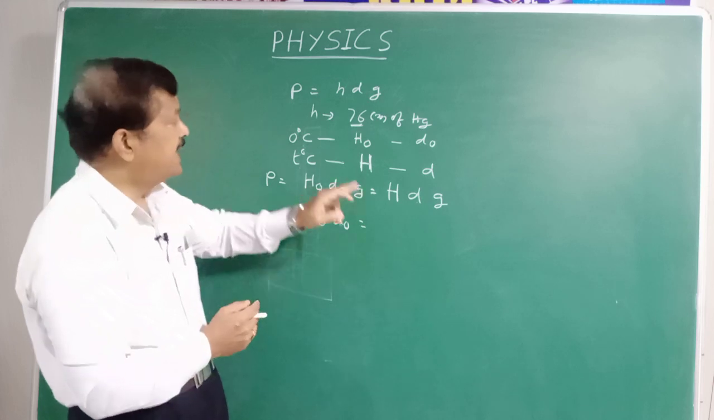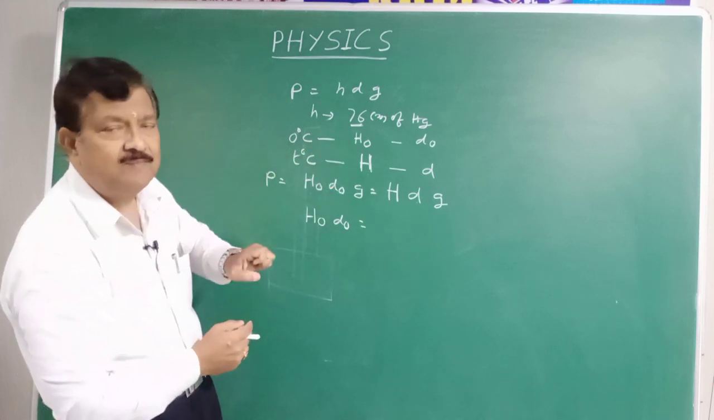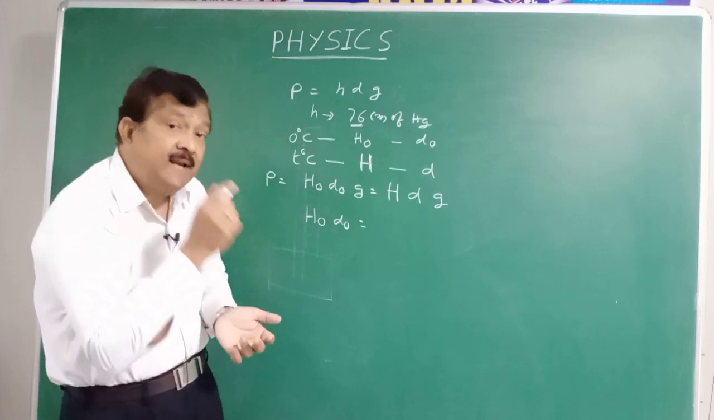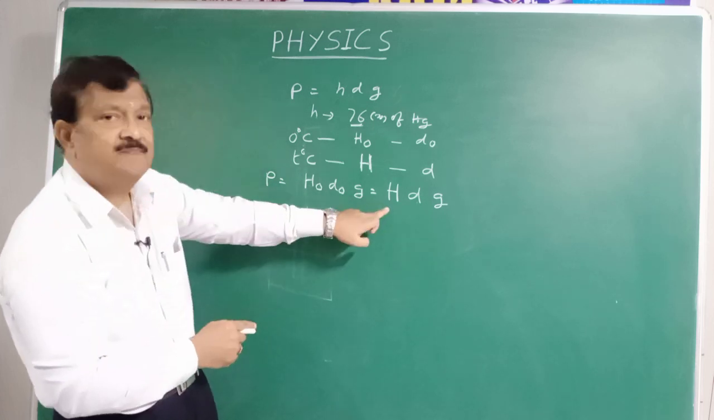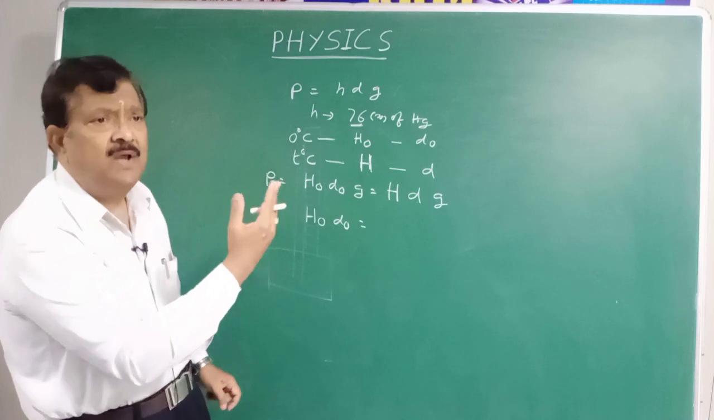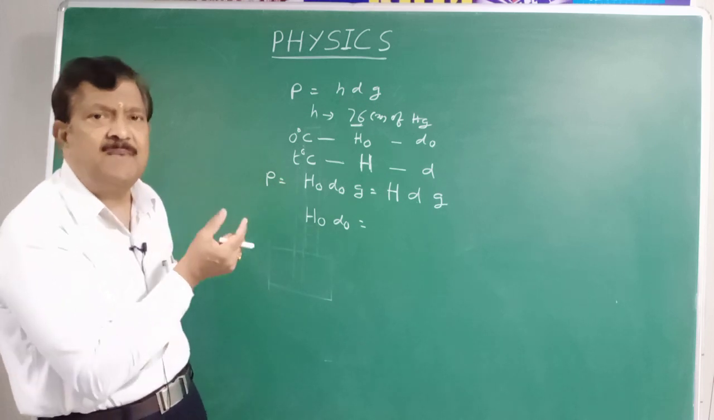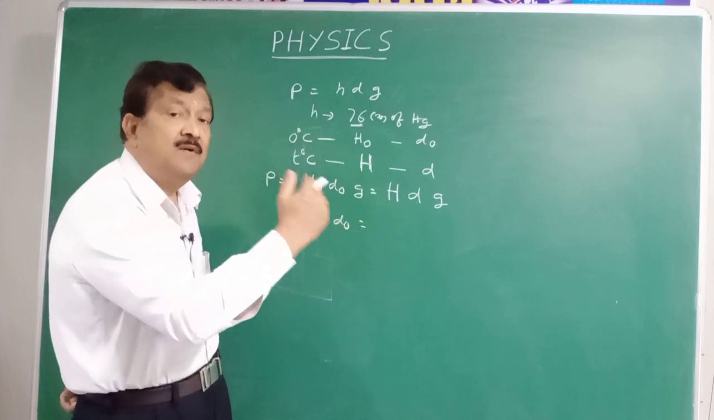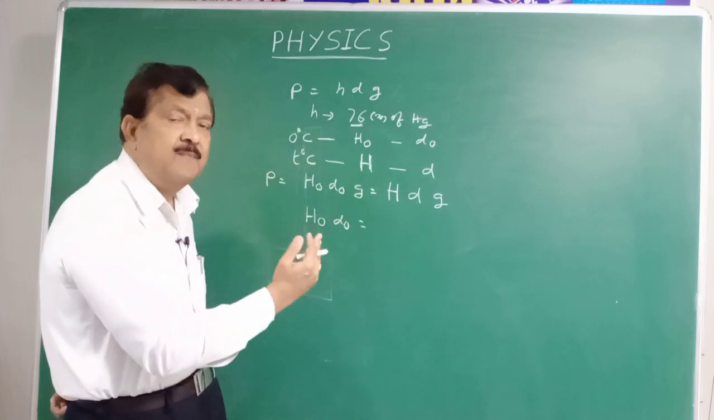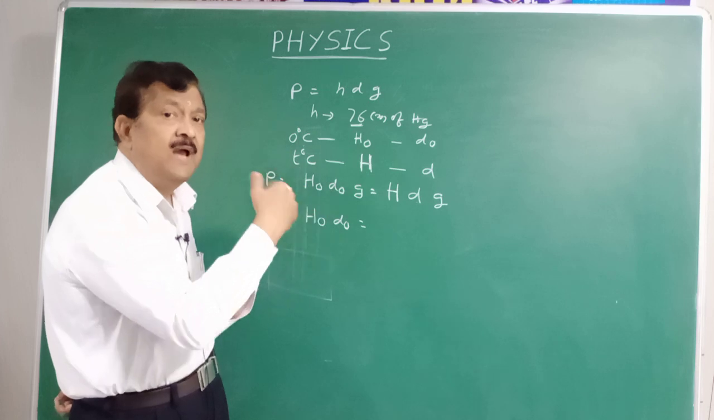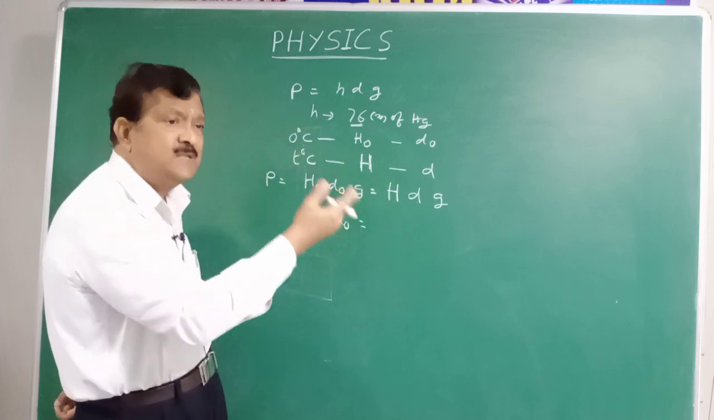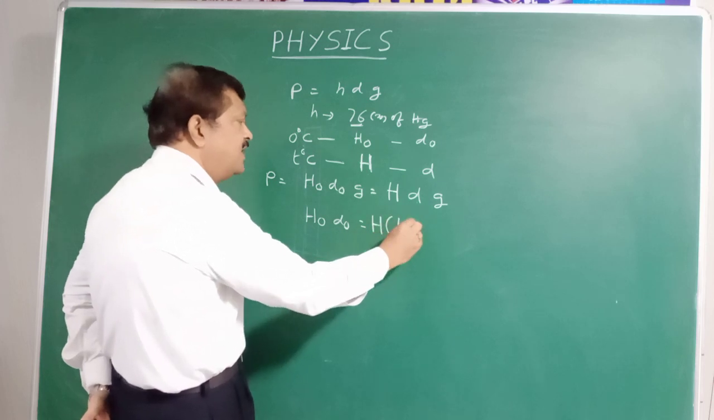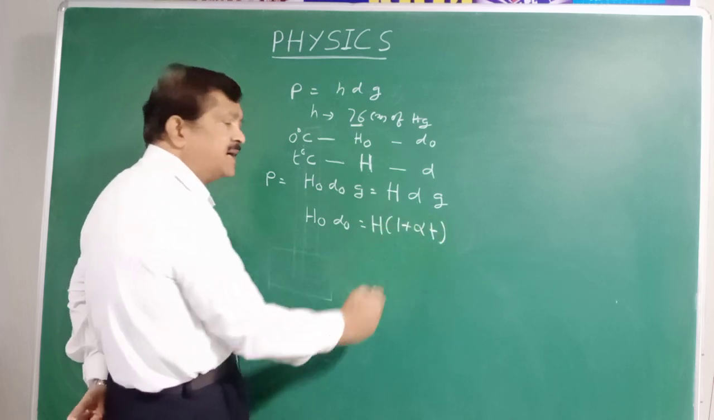We know the scale is correct at 0 degrees centigrade, but now because of temperature the value will change, while the reading given by the scale is only H. To make a correction, we know the original value: if it is 1 meter, at the higher temperature it expands, so for the actual length represented by 1 you have to add the expansion, so that the final reading is H of 1 plus alpha t, which is the correct reading.